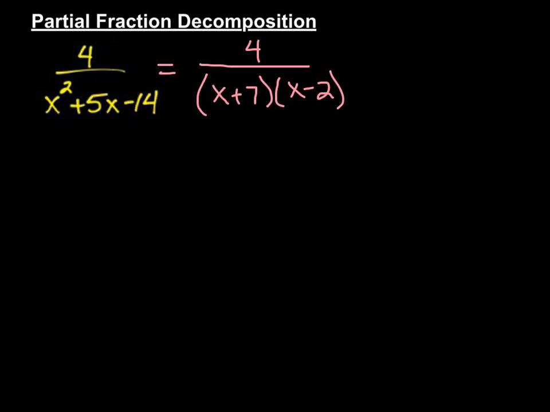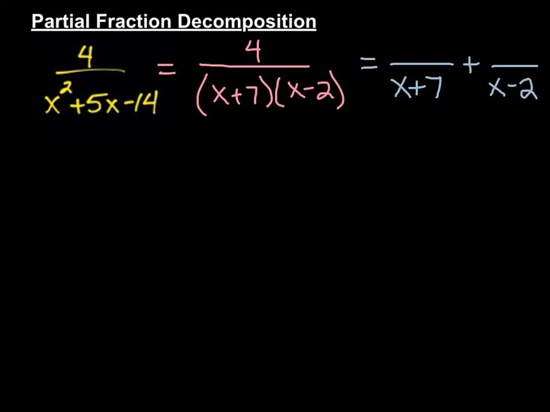So our goal here is to take this fraction and break it into two separate fractions. I say two because we have two factors here, and each one of these two fractions is going to have a factor as its denominator. So we're split into two fractions. One fraction is going to have the denominator of x plus 7, and the other is going to have the denominator of x minus 2.